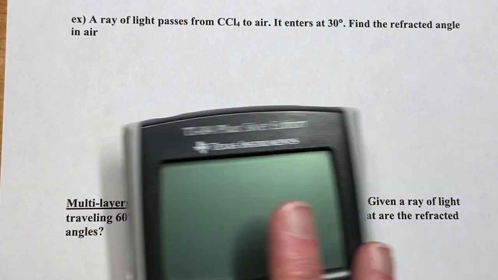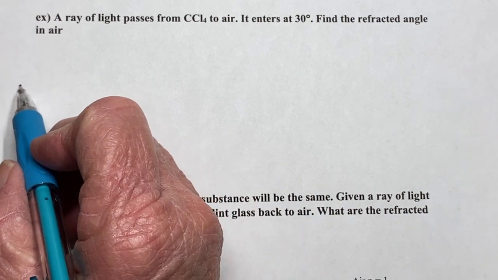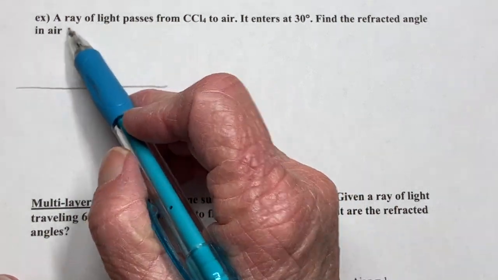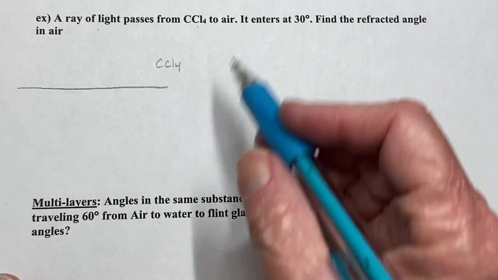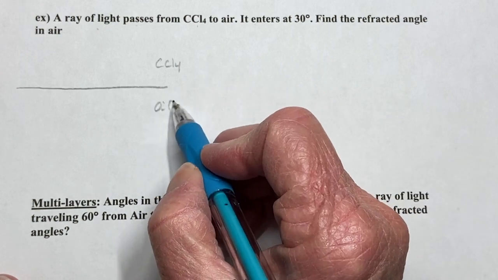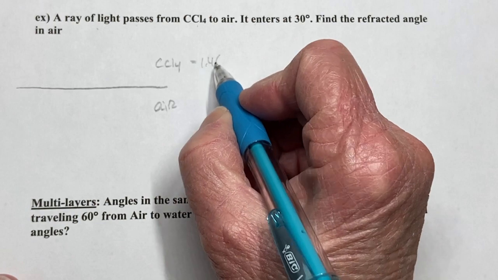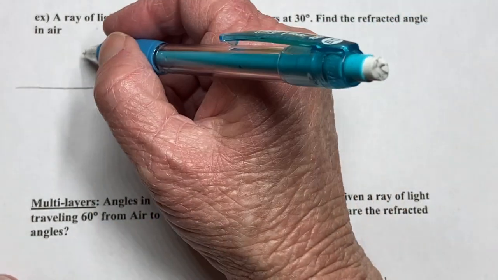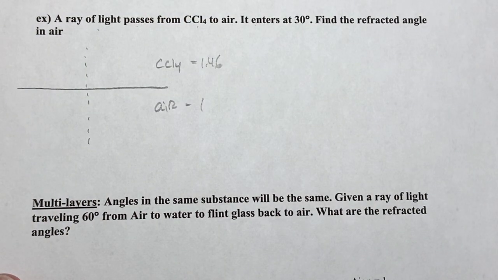All right, so first we're going to ask you to draw a picture. When you do practice problems, I'm going to make you do this. So I draw a line. That's the boundary between the two substances. So a ray of light is going to pass from carbon tetrachloride to air. So there's my two substances, top and bottom. Carbon tetrachloride is 1.46, air is 1. Then you need to draw a normal. And again, you don't need a ruler necessarily, but do it as straight as you can. The normal should be dotted.